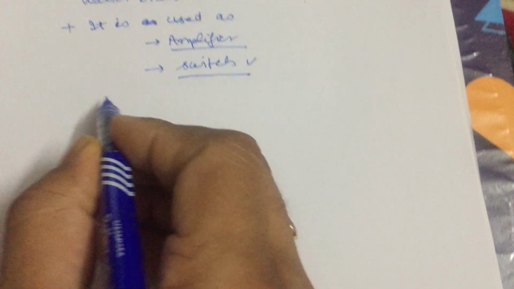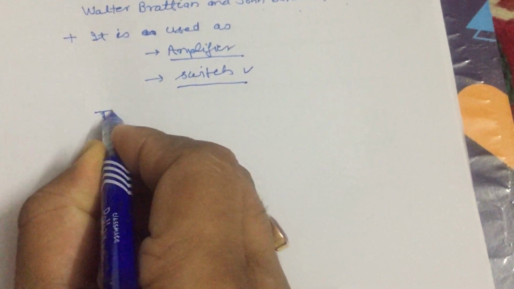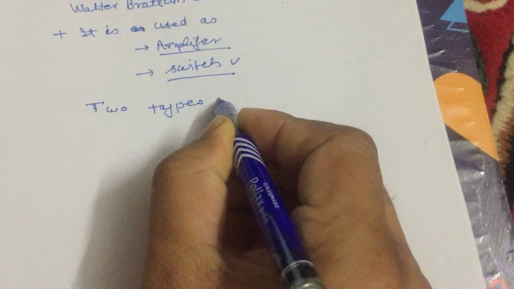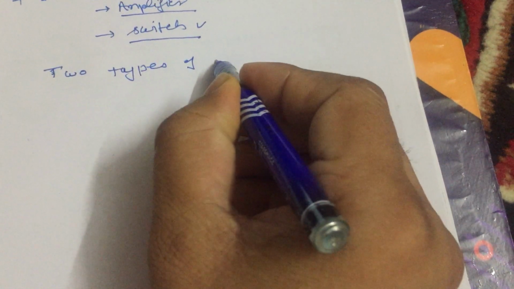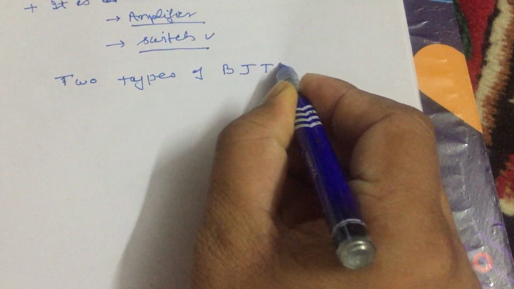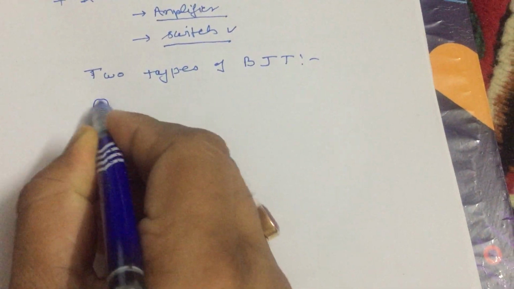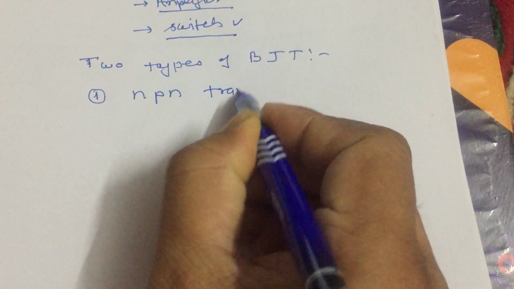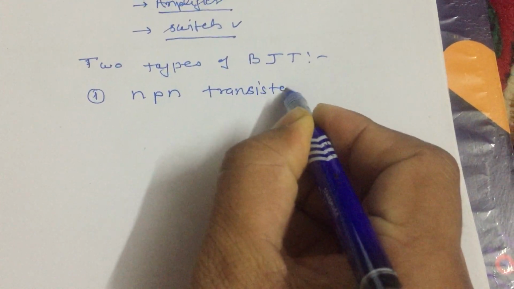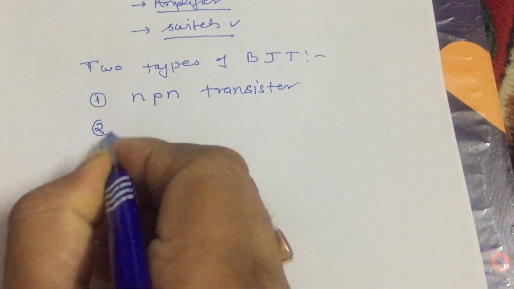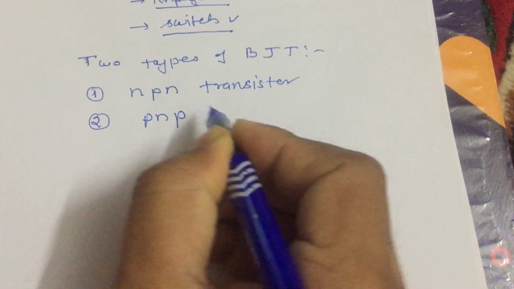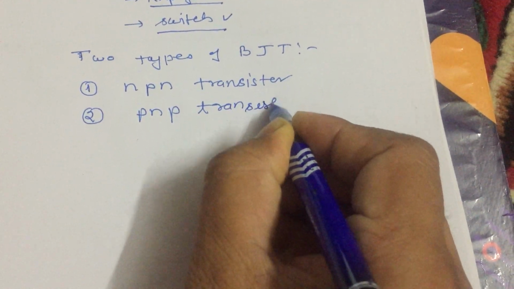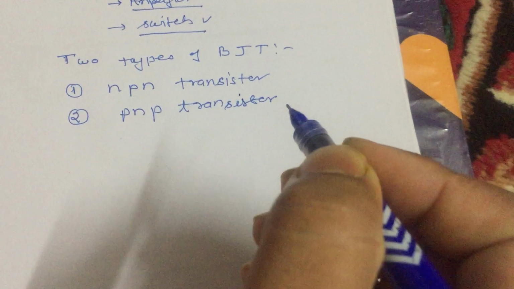There are two types of BJT. The first one is the NPN transistor and the second is the PNP transistor.